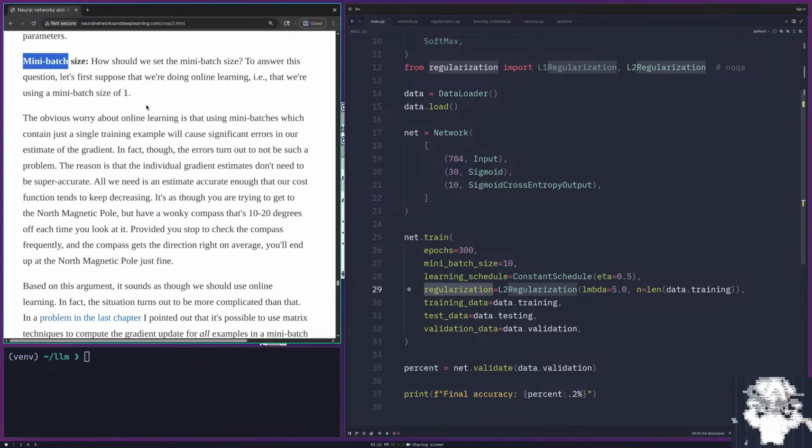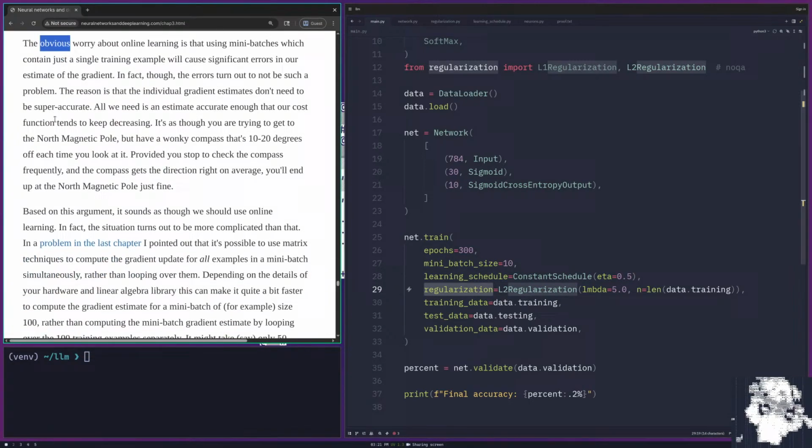Mini batch size. How should we set the mini batch size? To answer this question, let's first suppose that we're doing online learning, i.e. that we're using a mini batch size of 1. The obvious worry about online learning is that using mini batches which contain just a single training example will cause significant errors in our estimate of the gradient. In fact, though, the errors turn out to not be such a problem. The reason is that the individual gradient estimates don't need to be super accurate. All we need is an estimate accurate enough that our cost function tends to keep decreasing.